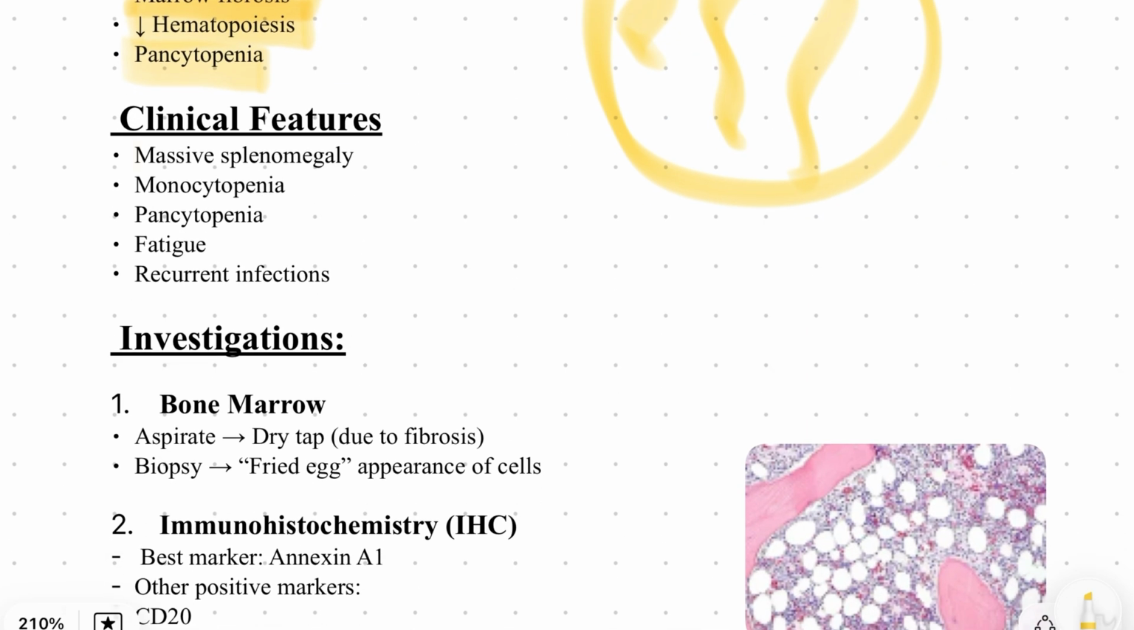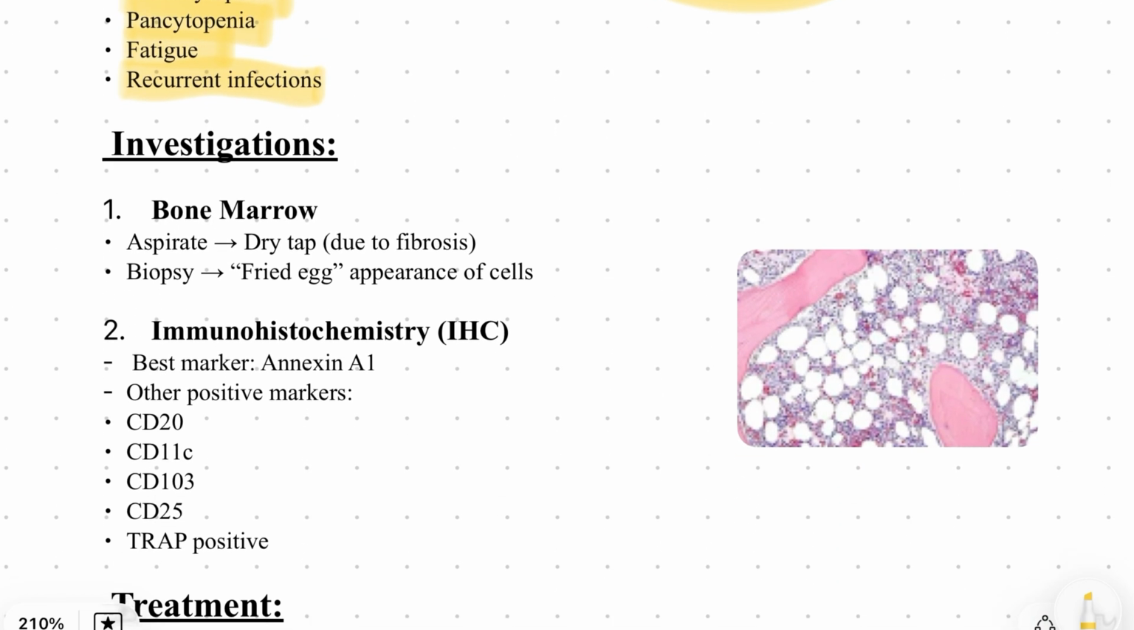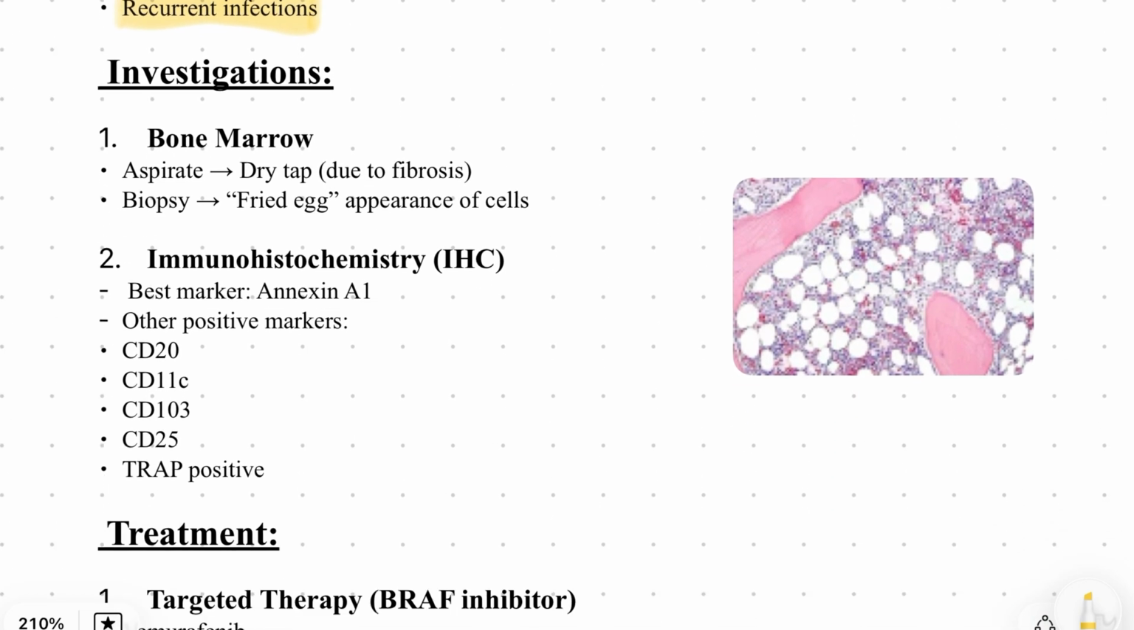Clinical features, as I said: massive splenomegaly, monocytopenia, pancytopenia, fatigue, recurrent infections. Then coming to how you are going to diagnose the condition, you have the clinical picture, but you need solid proof that this is the given condition. So you need to go with further confirmatory investigations. Here we do bone marrow aspirate, but we get a dry tap. Dry tap means there is nothing to get there, it is very dry. Just remember it's a dry tap.